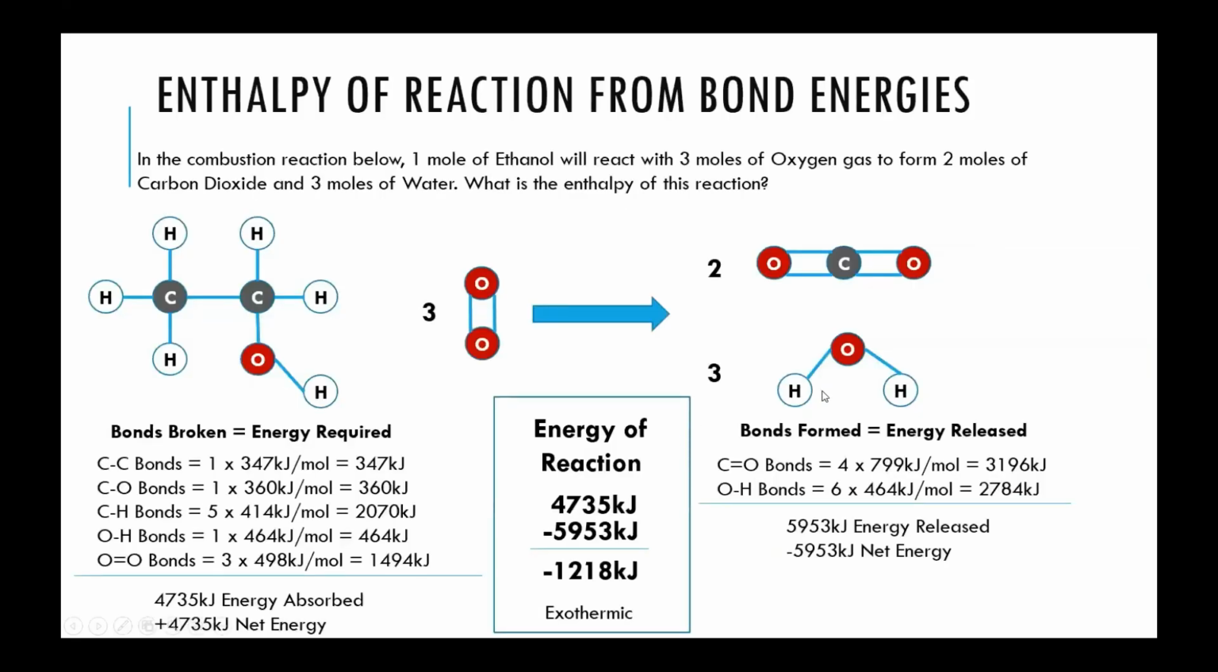There are also 6 oxygen-hydrogen bonds from the 3 molecules of water. So overall, there was a total of 5,953 kilojoules of energy released from this reaction. That means overall, the amount of energy was leaving this reaction, so the direction is negative. Adding these two together, you have a positive number and you're adding a negative number, so really it's subtraction.